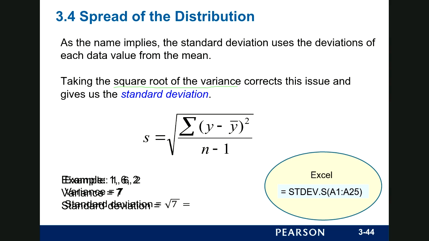So I know this is not very clear here, so I'm going to write it here. It's the same example from before. So we had the values 1, 6, and 2. And I said that the variance that we calculated was equal to 7. So if I ask you now to calculate the standard deviation of this same set of values, you would take the square root of 7, and what's the value you would get?